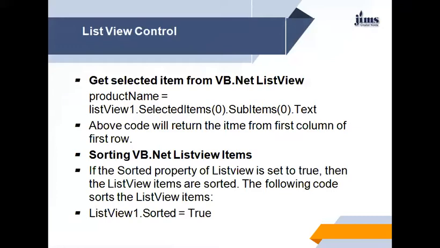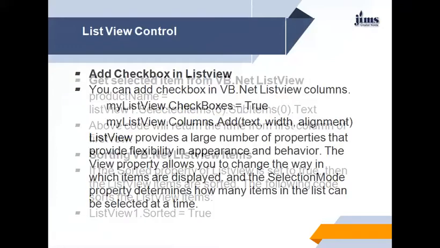Sorting VB.NET list view items. How will you sort the items? If the Sorted property of list view is set to true, then the list view items are sorted. So you simply write ListView1.Sorted = True. If you make this property true, the list view items are sorted, so now you will get the items in a sorted manner.